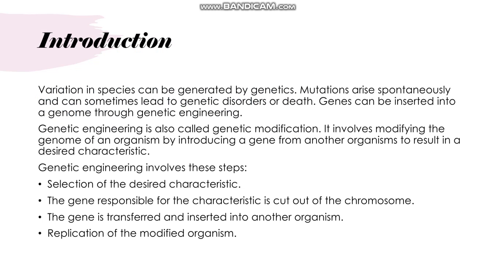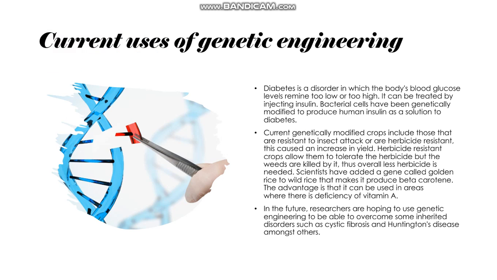It involves modifying the genome of an organism by introducing a gene from another organism to result in a desired characteristic. Genetic engineering involves these steps. Number 1, selection of the desired characteristic. Number 2, the gene responsible for the characteristic is cut out of the chromosome. Number 3, the gene is transferred and inserted into another organism. And number 4, replication of the modified organism.